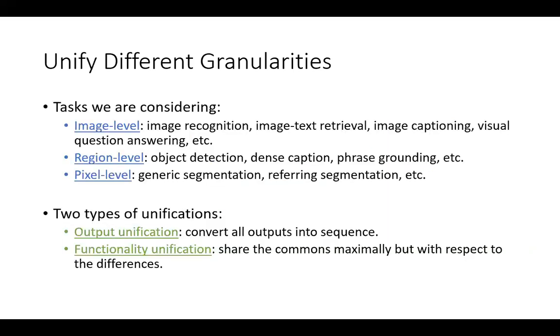So talking about this, let me have a quick recap on what kind of tasks we are usually considering: image level, region level, and pixel level. I do not want to repeat it again. Next, I will talk about the most recent unification methodologies. I categorize them into two types. One is the IO unification, which means it converts the raw output into a sequence and develops a model to decode all of the outputs in a sequence format. The second way is the so-called functionality unification. This kind of method shares the commonalities maximally, but also respects the differences across different tasks.